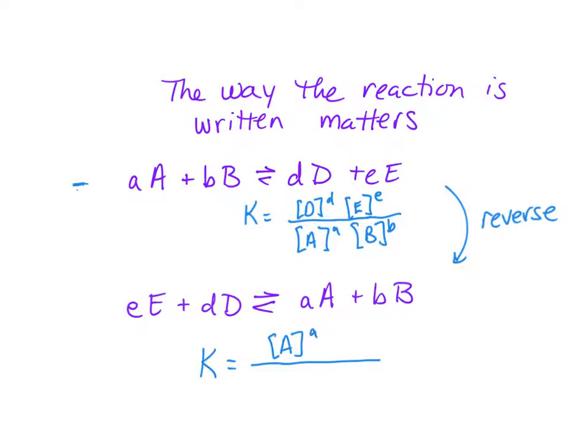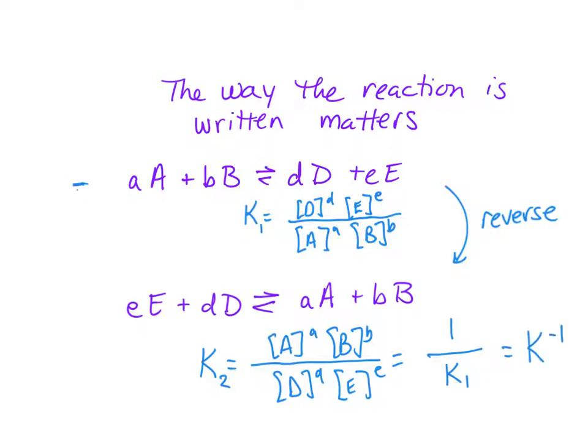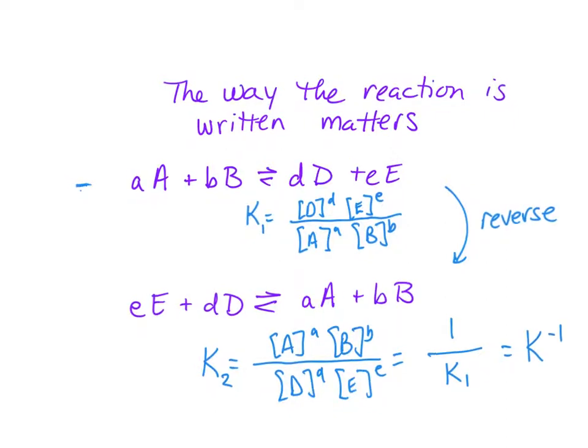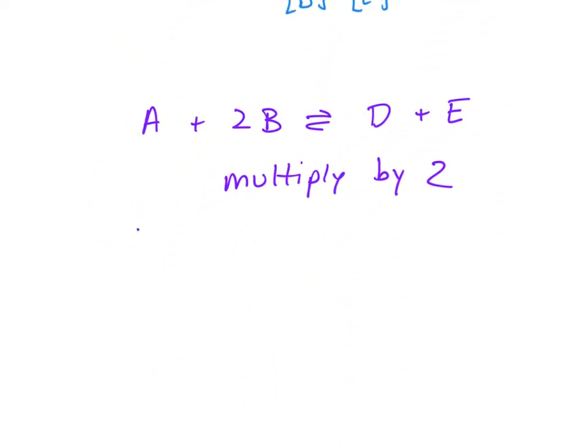So this will be A raised to the a, B to the b, over D to the d, E to the lowercase e. And so you can see here, we'll call this 1 and this 2, that K2 is equal to 1 over K1, or K to the minus 1. If we were to take a reaction and multiply it by 2, so let's say we have 1A plus 2B in equilibrium with D plus E, and we multiply this whole equation by 2, we'll have 2A plus 4B in equilibrium with 2D plus 2E.